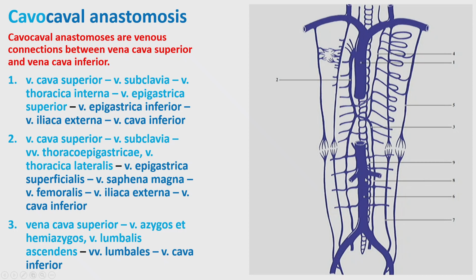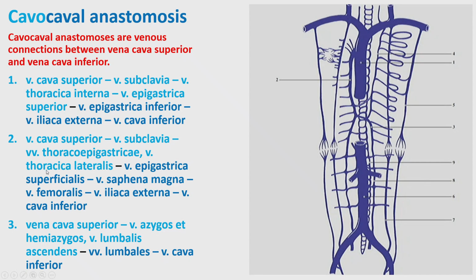So one very important place of the cavo-caval anastomosis, every student must be able to describe how this connection happens. The second one is the superficial veins in the anterior thoracic or abdominal wall. So in the thoracic region and abdominal region, from the upper part, we have two superficial veins.